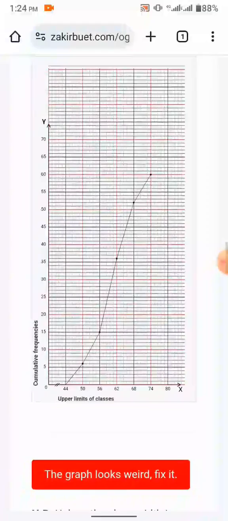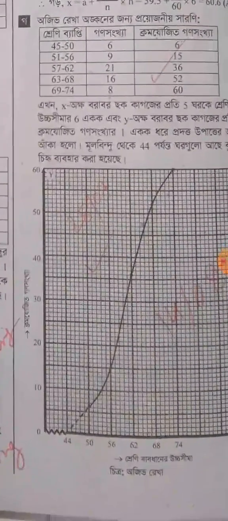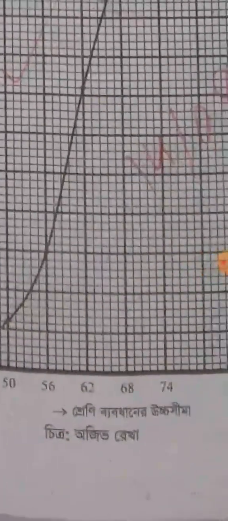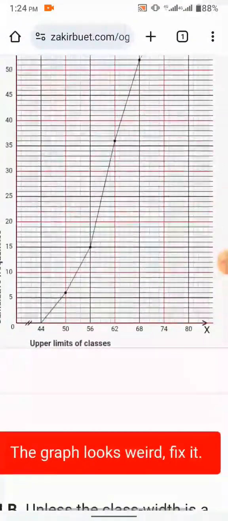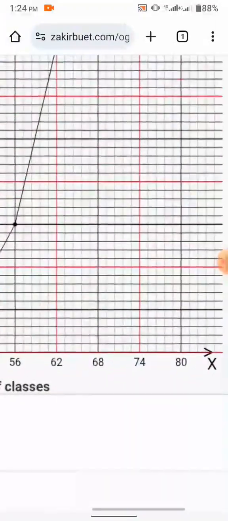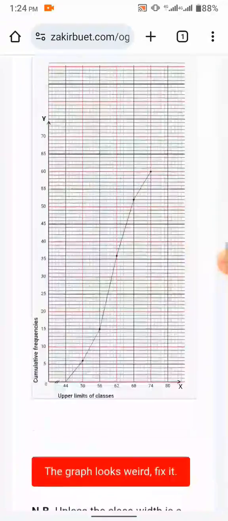Take a look at this, or maybe this one. Now this one, I guess it is the same. So it starts at 44 and ends at 74 on the x-axis, and here it is the same case. This is an extra value 80, but the curve ends on 74, and the corresponding highest frequency is 60. They also have 60, don't they?